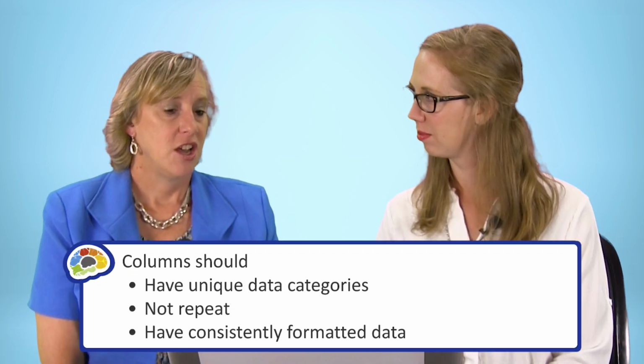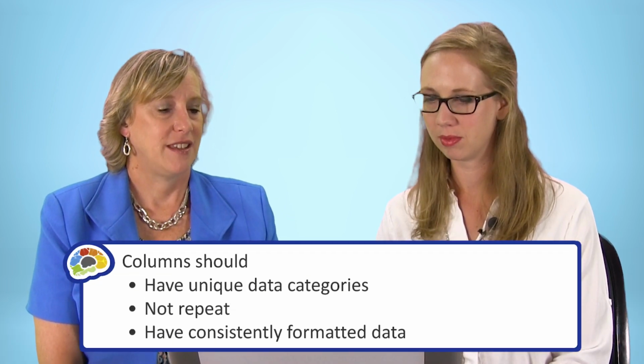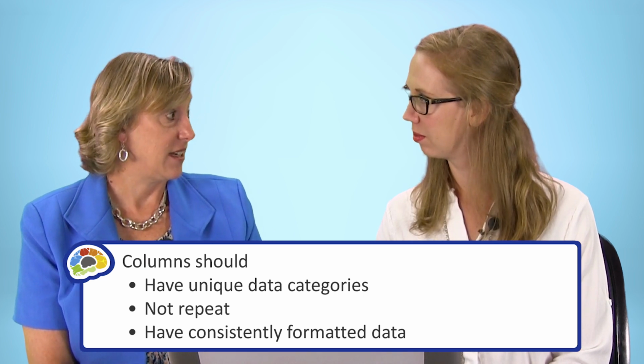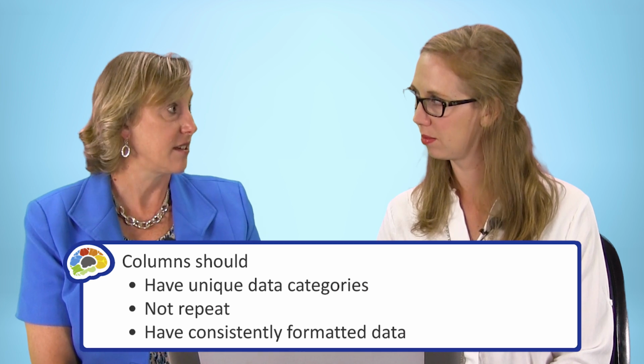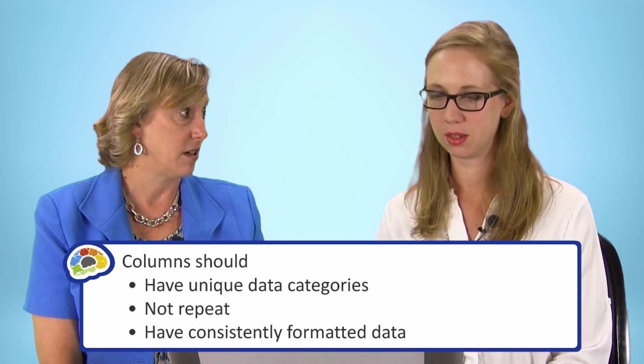The next thing we need to do is make sure that the data is consistent in formatting. We also want to make sure that the data in each column is distinct. In other words, you can't repeat the data, and it has to be consistent. If it's dates, it's got to be dates. If it's numbers, it has to be numbers. You can't mix text, numbers, dates in the same column. There's no way your pivot table is going to work.